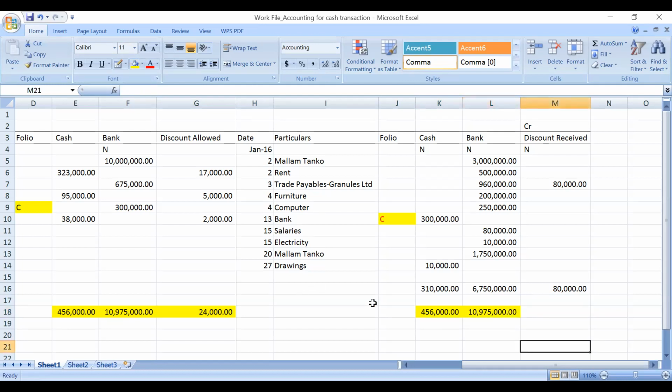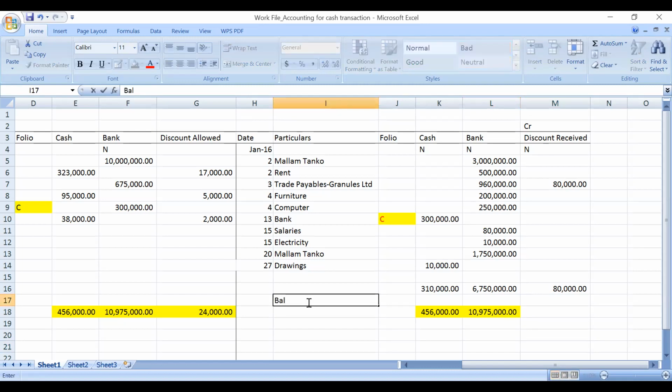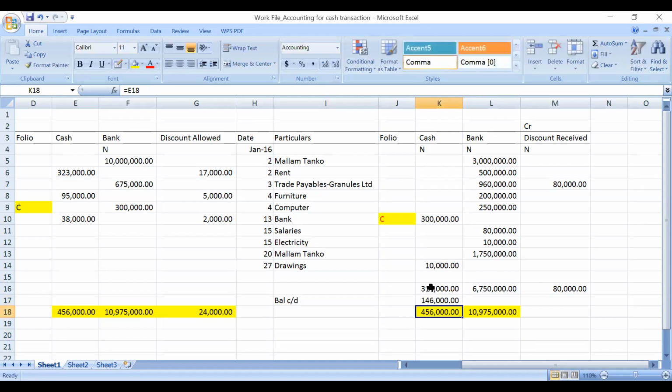So the difference now is what we are going to call our balance. Can I say balance c/d, meaning balance carried down? And how are you going to get this balance carried down? The total of the debit side is 456 now. So to get the difference, it will be 456 here minus the total that you have here, and that will give you 146.